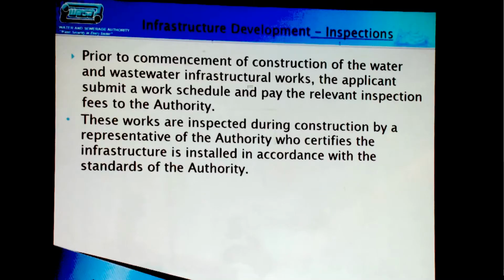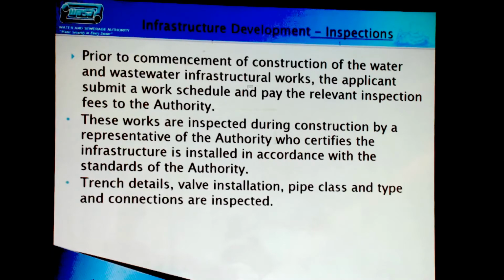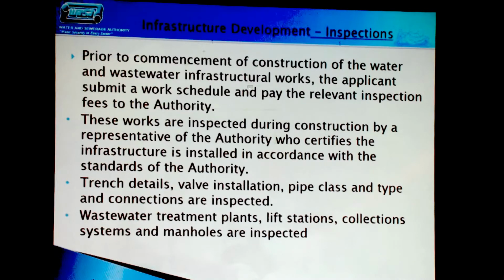Right, so we normally tell you in the outline approval that the works are not to begin until design approval is received. The works are inspected during the construction, looking at the trench details and so on. These are some of the things that we look for in the inspection.